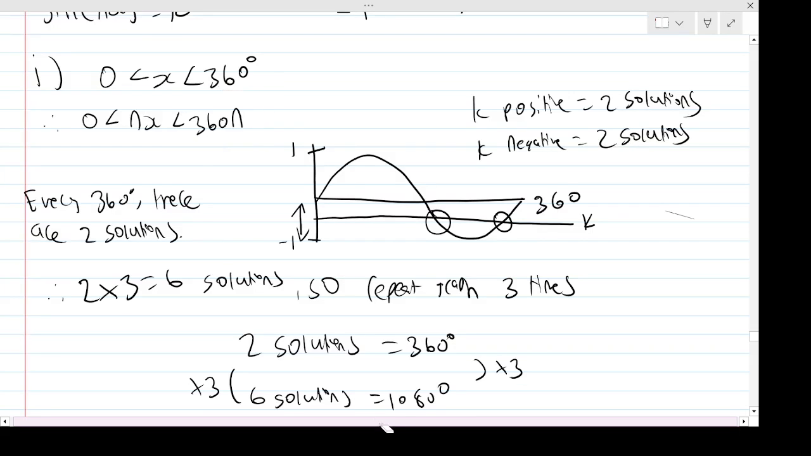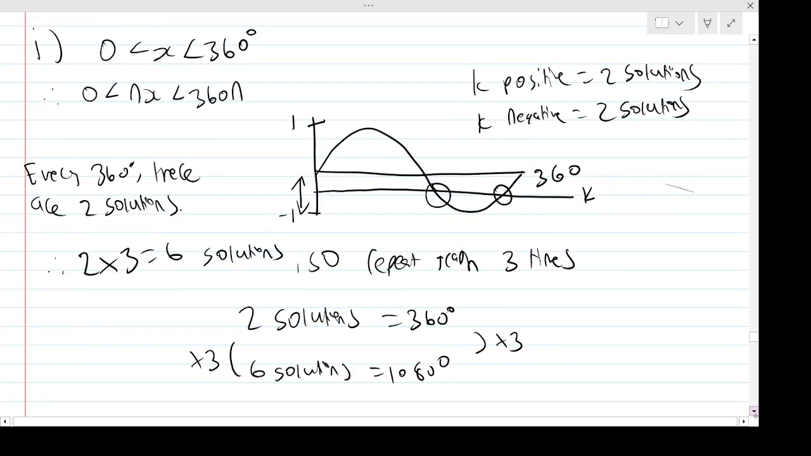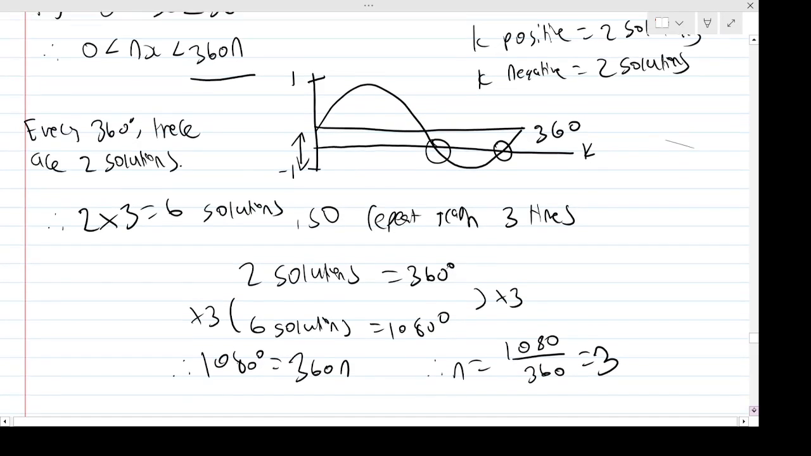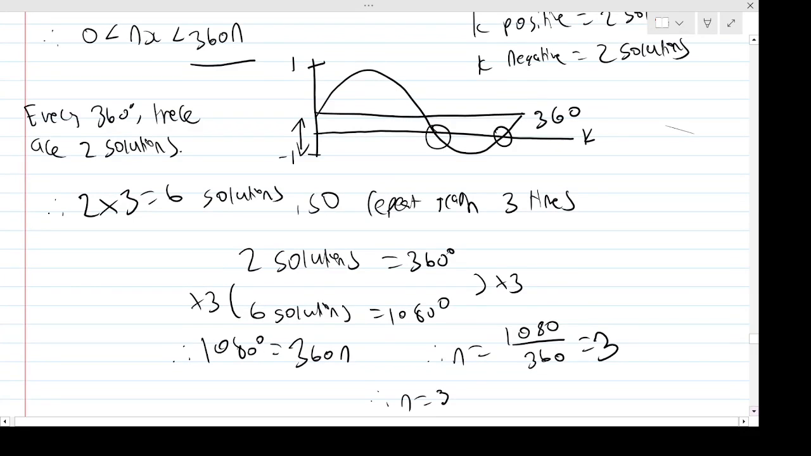Well, hang on, that means that the upper number in that interval needs to be 1080. That means that 1080 has to be equal to 360n, because that is the degrees we need to extend to, to get 6 solutions here, okay? But then we just solve for n. So therefore n is 1080 over 360, which is 3. So therefore n is 3, okay? There we are. Very tricky, that is. Very, very tricky.